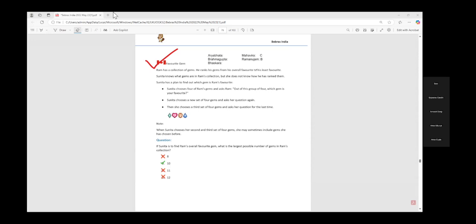I can do this with the third one also, making sure to include 5. Now I can take gem 5, gem 8, gem 9, and gem 10. This will be the last question I can ask. So whatever he says is his favorite is the favorite one.